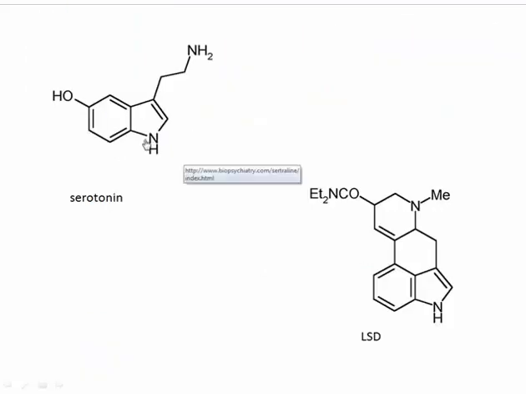Okay, here I'm showing you, as you can see, this is the serotonin molecular structure, and then you can see that you have this very similar one.